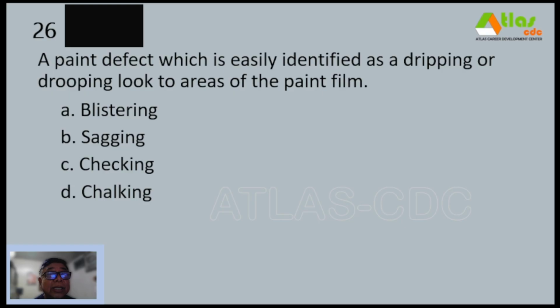26. A paint defect which is easily identified as a dripping or drooping look to areas of the paint film. A, blistering. B, sagging. C, checking. And D, choking.